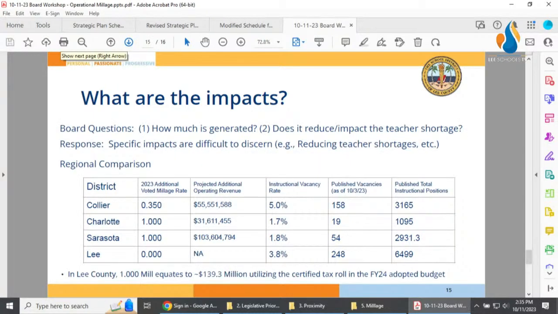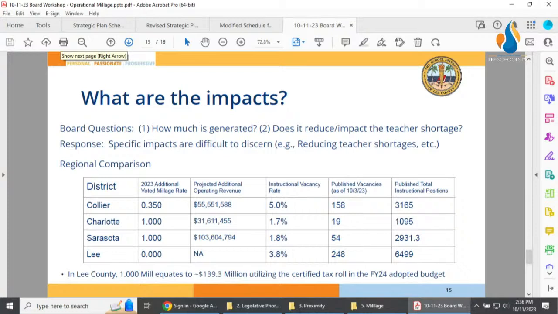So just to memorialize two of the specific board questions that were asked: one, how much is generated? Two, does it reduce or impact the teacher shortage? The response to that would be that it is difficult to discern. As one might imagine, distinguishing the actual impact of isolating the specific operational millage itself, this additional voted millage, is very difficult to project. The example cited in the board member's question was reducing teacher shortages. For example, do those districts that have this particular piece have more or less of a shortage?